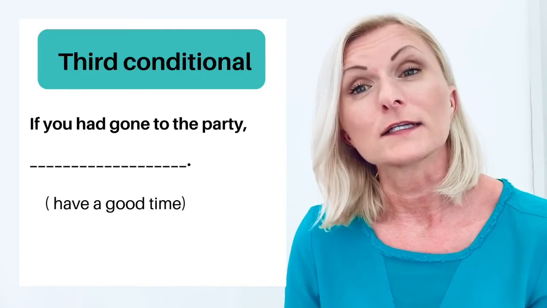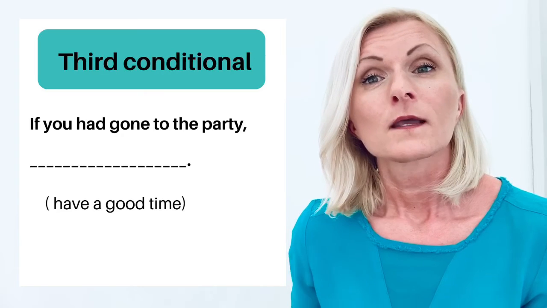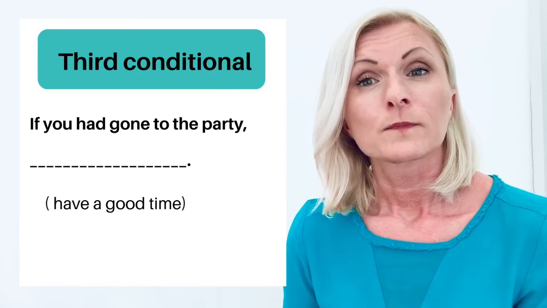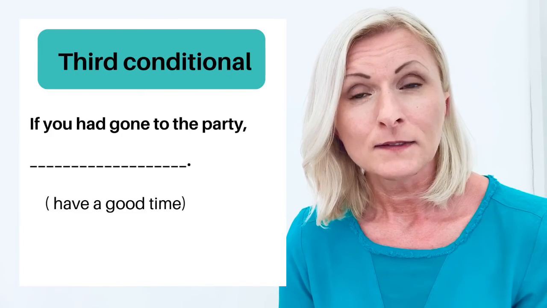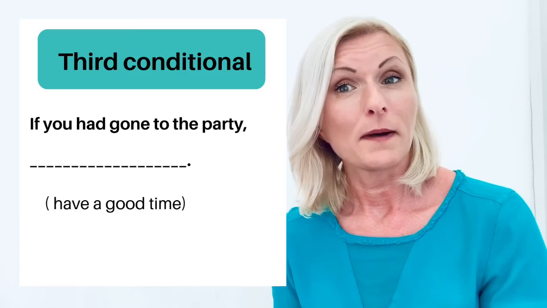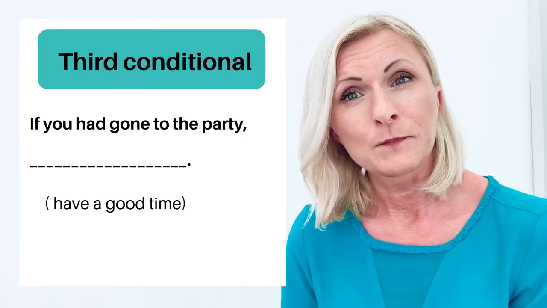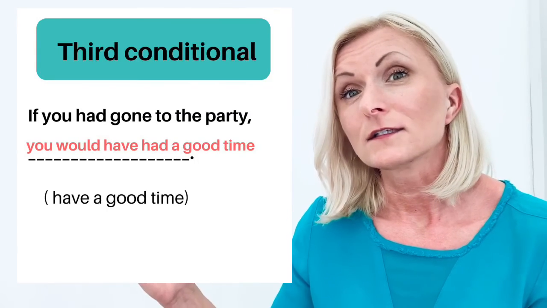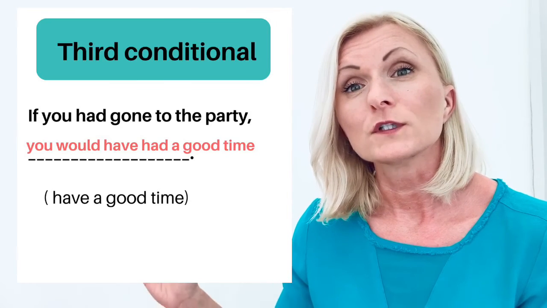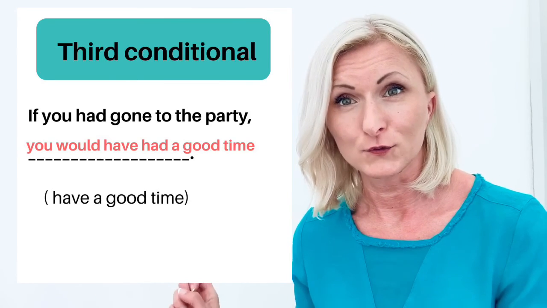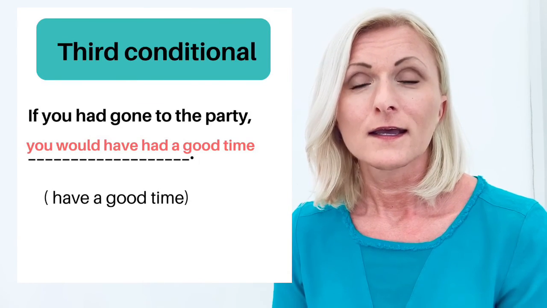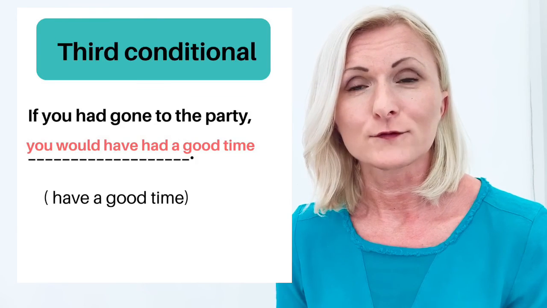Now let's have a look at my third sentence. If you had gone to the party, I want to use the verb have a good time again. And this is now about the past. So how shall we complete this sentence? If you have said, if you had gone to the party, you would have had a good time, well done. Extra brownie points for you.